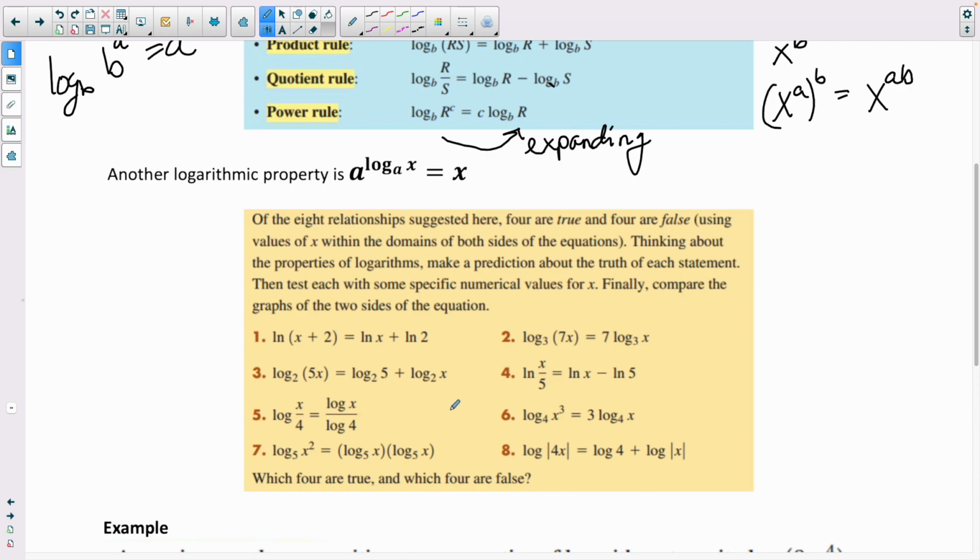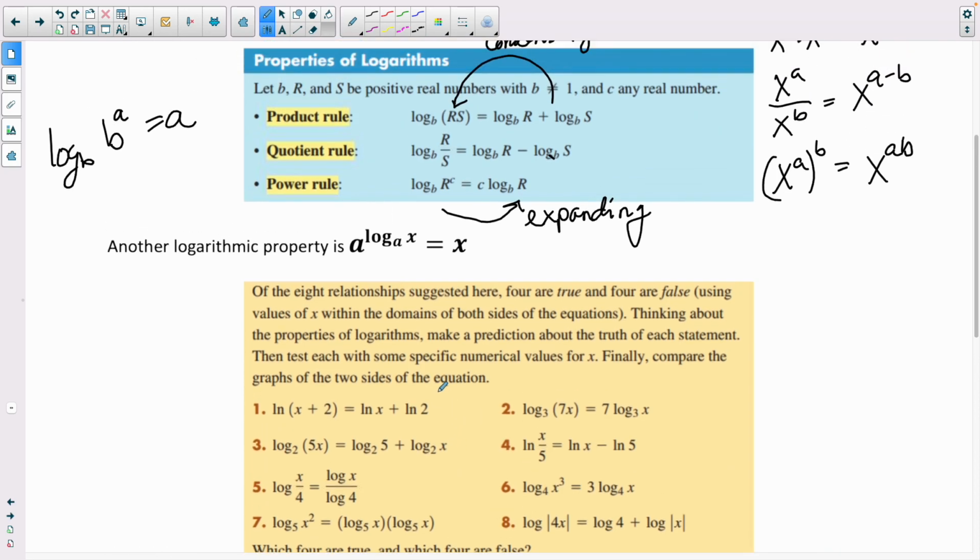All right, so hopefully you give that a shot. And so if we look at the first one here, natural log of x plus 2, does that equal the natural log of x plus the natural log of 2? And the answer is no, this one's false. The rule that separates them is if it's a product of the two, right? This is a sum of two things in the argument. We cannot separate them. Number 2, log base 3 of 7x equals 7 log base 3 of x.